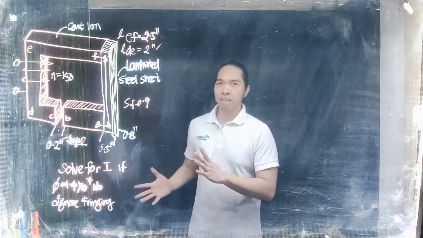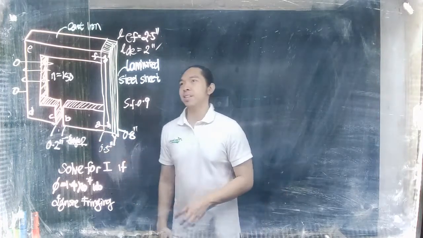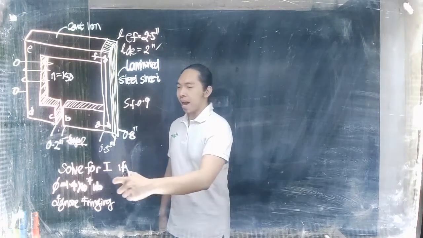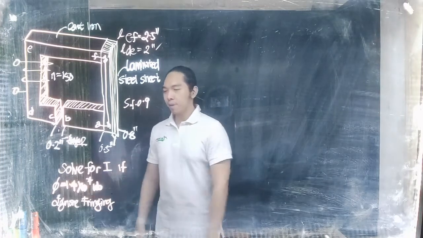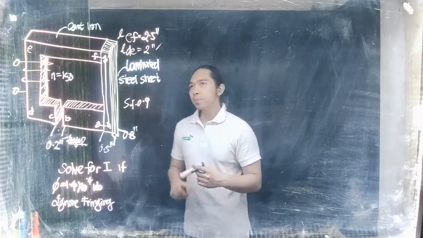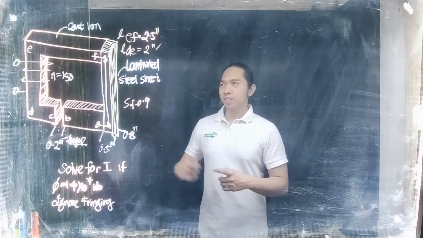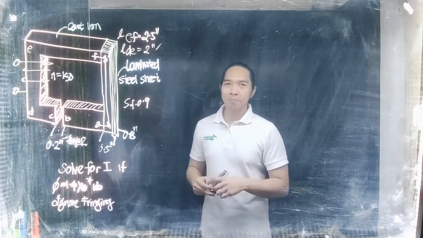Actually this was included in my video on magnetic circuits. So we have here a magnetic circuit. We're asked to find the current I if the flux is equal to 1.4 times 10 raised to negative 4 Weber. So how do we solve for I? Of course, it will involve Ampere's circuital law.